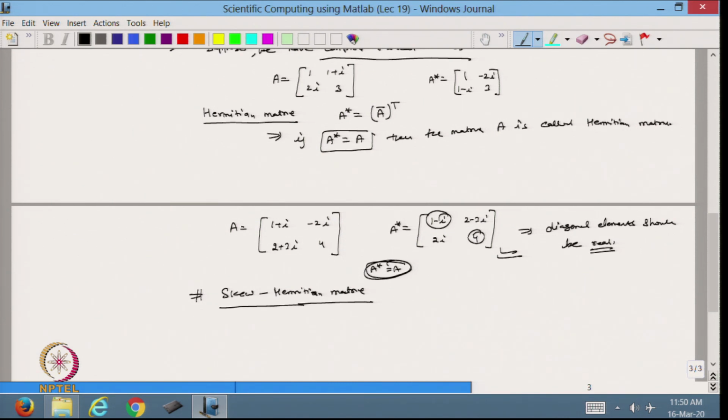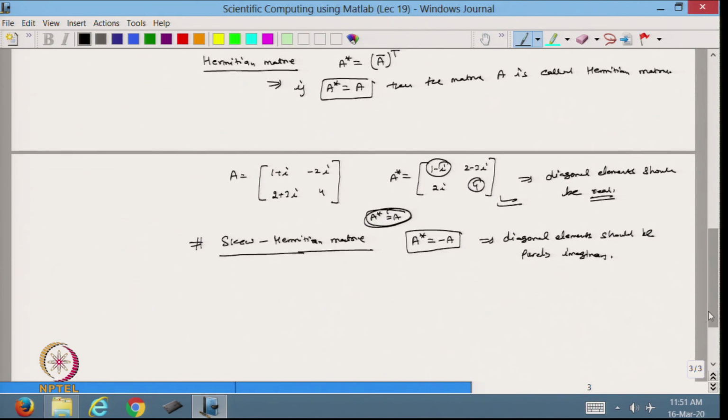So, in the skew Hermitian the same thing is there, whenever A star is equal to minus A, then it is a skew Hermitian matrix. So, in this case the diagonal elements should be purely imaginary. In the real case, we have seen that the diagonal element should be 0. So, you can say that the real part should be 0. So, it should be purely imaginary.